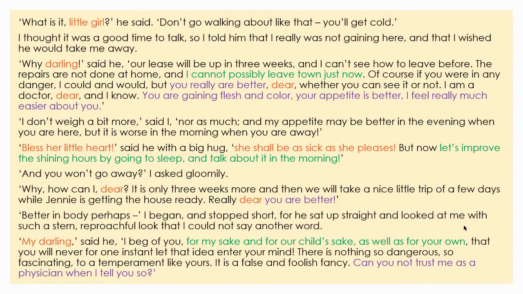Anyway, so if we look at the orange colour, I'll just talk about the colours. Little girl, darling, dear, dear, bless her little heart. She shall be as sick as she pleases, dear, dear, my darling. He sounds extremely patronising for his wife, little girl. And because this is in order, when he calls her little girl, that's towards the beginning of the text. I just think, oh my God, if she's being patronised like that all the time, no wonder she goes mad.